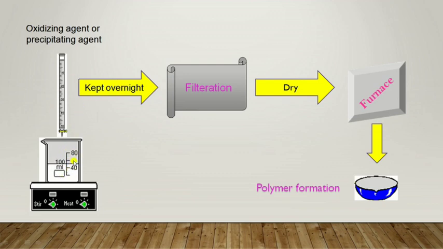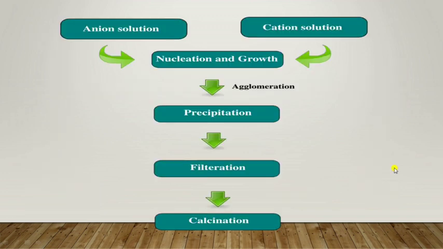Then, after keeping the sample for some time, say 8 to 10 hours, or overnight, the formed particles will form a layer at the bottom of the flask. Then the sample is filtered through Whatman filter paper and dried in the furnace, and after crushing we will get a polymer.